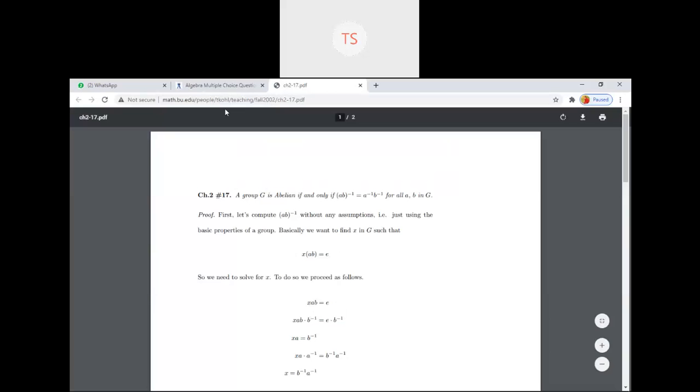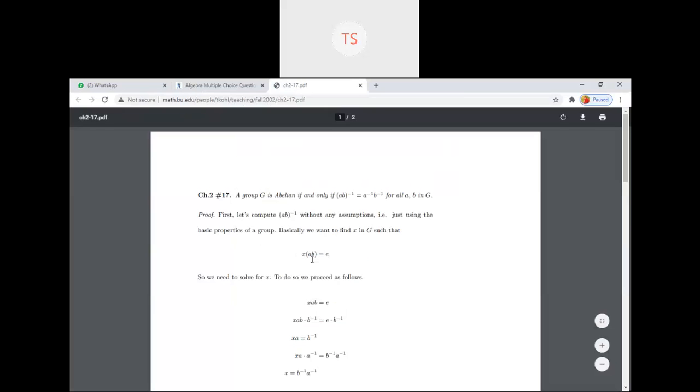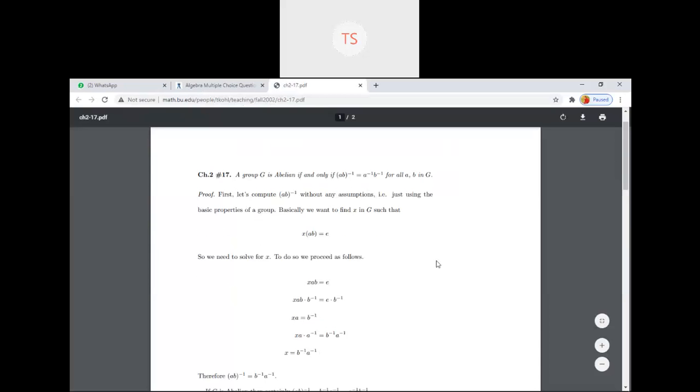Okay, here there is a printing mistake. This is (AB)^-1, but it seems there is written AB^-1. The actual form is (AB)^-1. So here the solution is given. A group G is abelian if and only if (AB)^-1 = A^-1 B^-1 for all A, B belonging to G. Now let's see the proof.